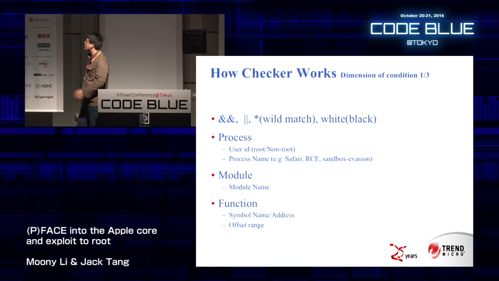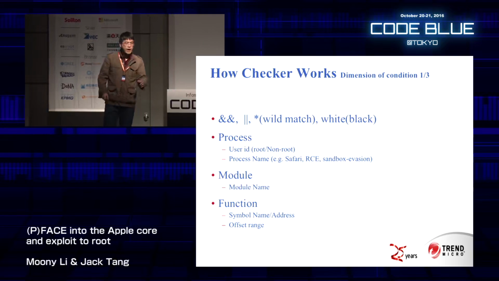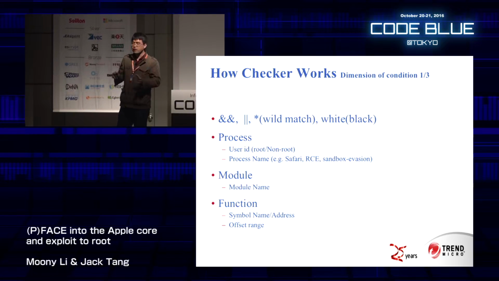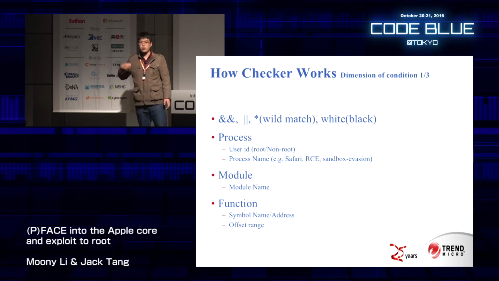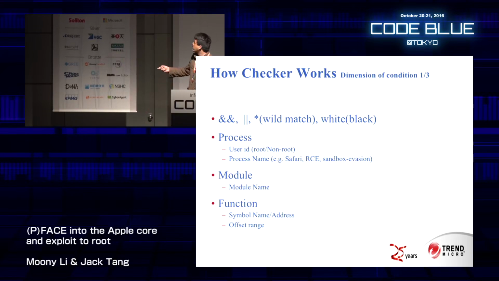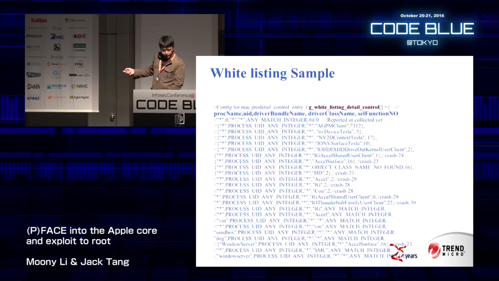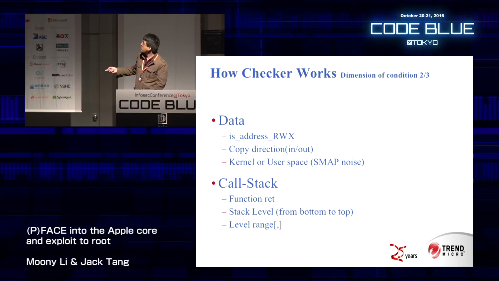And how does the checker work? We have designed the condition checker in different dimensions, and we have introduced some basic syntax, for example, and, or, wildcard match, whitelisting, blacklisting, and so forth. The condition checker also covers different properties of the system API, which is our target: for example, the process, the module and function, the data, the call stack, and miscellaneous.